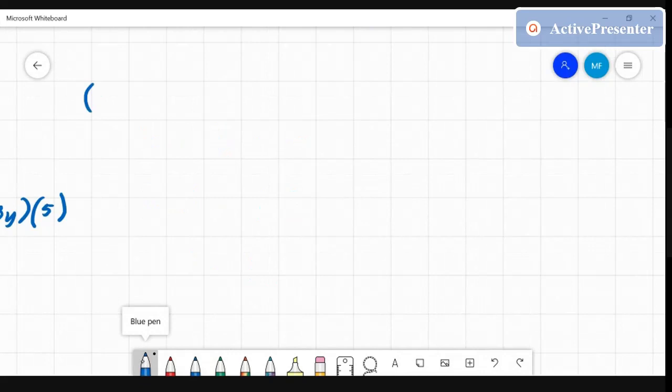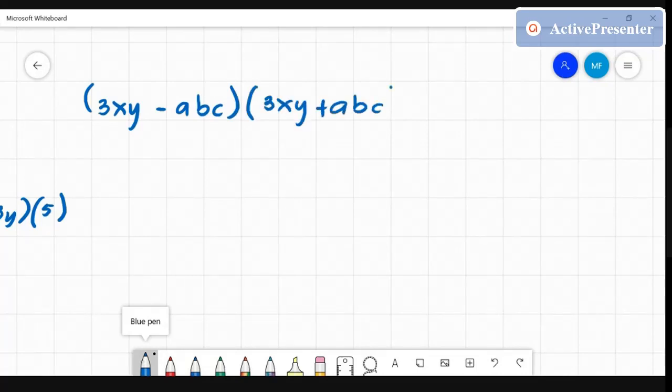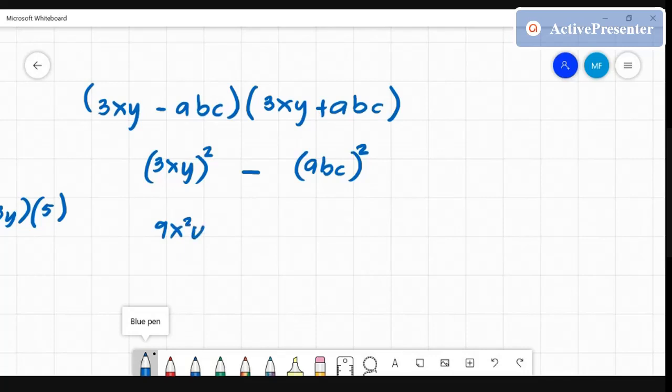For number 7, we have 3xy minus abc times 3xy plus abc. So let us square the first term. So 3xy squared. Then the second term, abc squared. Then put a difference between the two squared. Then let us express these in simplest form. So, 3xy squared is 9x squared y squared minus abc squared is a squared b squared c squared. And this will be our final answer.